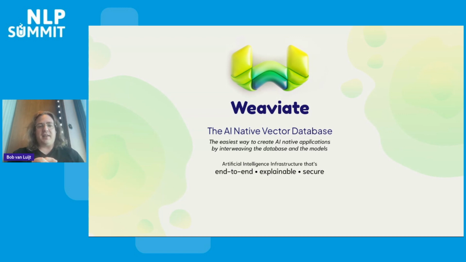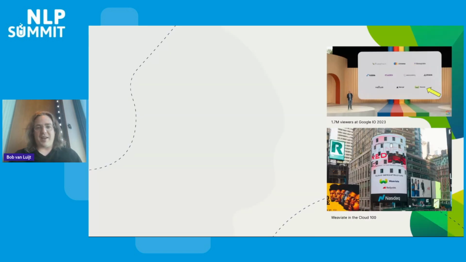So Weaviate is a vector database, or an AI native vector database, and one of the focus areas that we have is on allowing people to create end-to-end AI native applications. And in this presentation, I'm going to talk about what that is, and I'm going to give a quick demo where you can see that. So we're going to talk about vector search. We're going to talk about retrieval augmented generation, or RAG, and generative feedback loops. So let's dive right in.